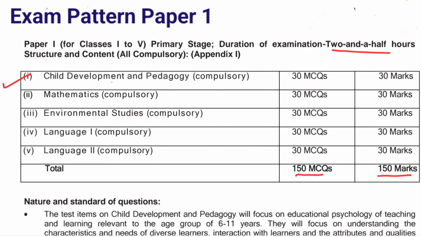The first part is child development and pedagogy, which is compulsory, 30 MCQs, 30 marks. Then mathematics, 30 MCQs, 30 marks. Environmental studies, 30 MCQs, 30 marks. Language 1, 30 MCQs, 30 marks. Language 2, 30 MCQs of 30 marks. So all the 5 parts are equally divided. All parts contain 30 questions and 30 marks.